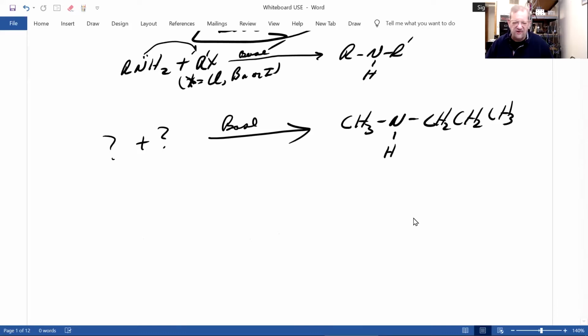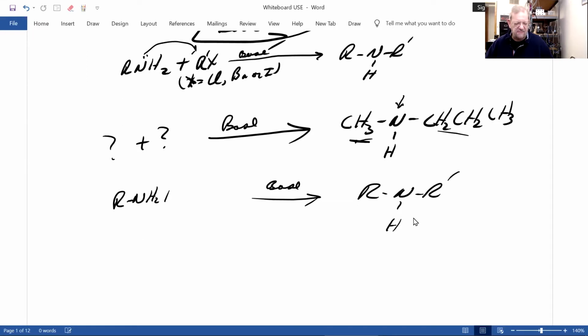The question is, how do you make this compound? You look at it, what's different? Nitrogen with carbons on each side. It's a secondary amine. And what do you react with base to make a secondary amine? A primary amine plus an alkyl halide, where X can be chlorine, bromine, or iodine.